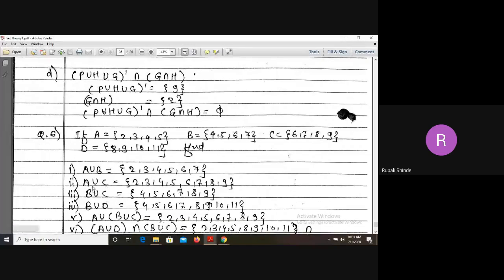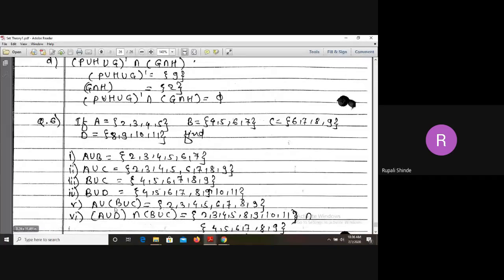Again, next one is A union C. The elements, those are in A and C. That is, we have to just merge these two sets as 2, 3, 4, 5, 6, 7, 8, 9. B union C, combine the elements from B and C as 4, 5, 6, 7, 8, and 9. B union D, combine the elements from set B and D as 4, 5, 6, 7, 8, 9, 10, 11.